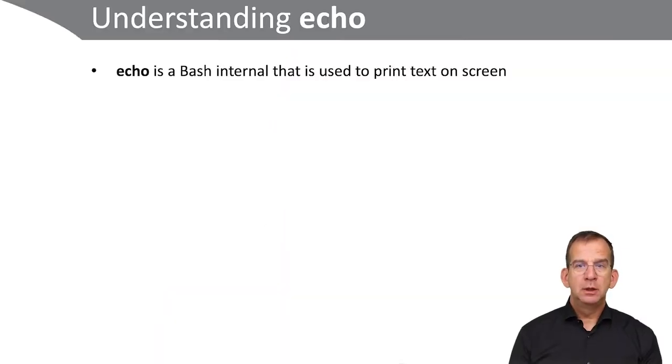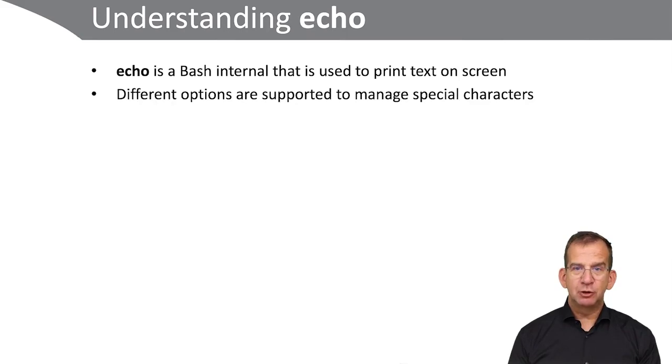To start with, echo. So what is echo? Well, echo is a so-called bash internal that is used to print text on screen. Bash internal means that it's not even a Linux command, it's a bash command. It's a part of the bash shell and you will always have it. Different options are supported to manage special characters.